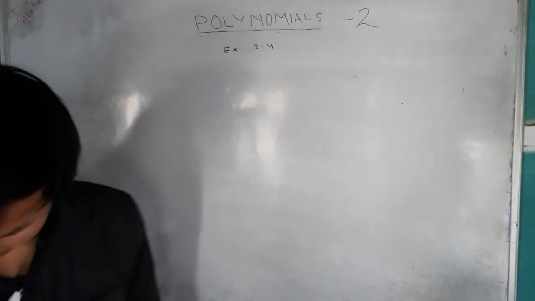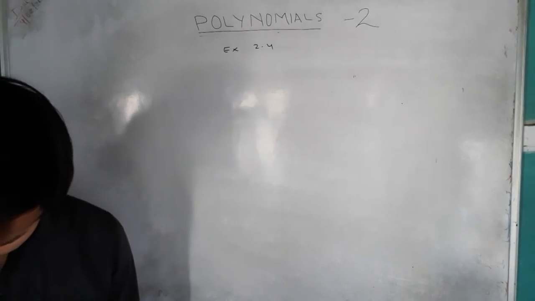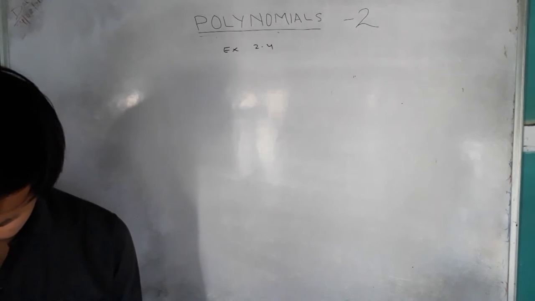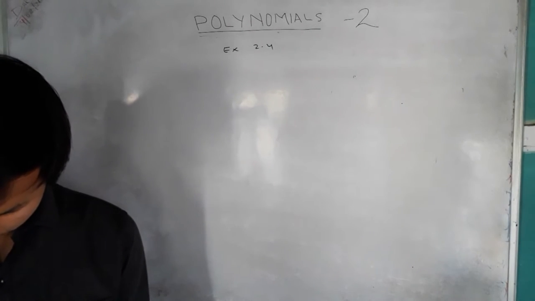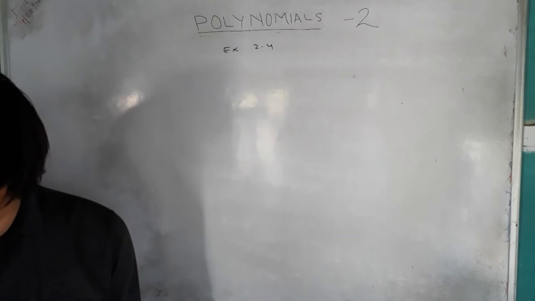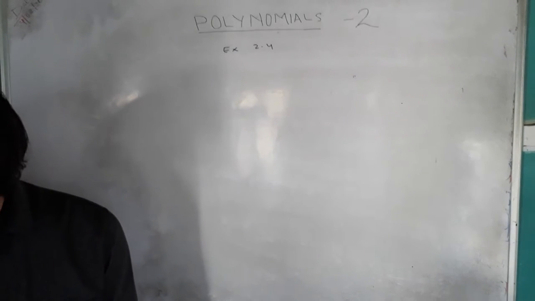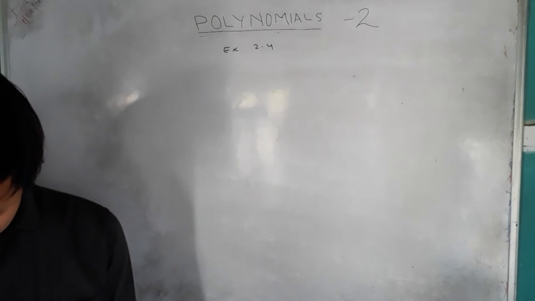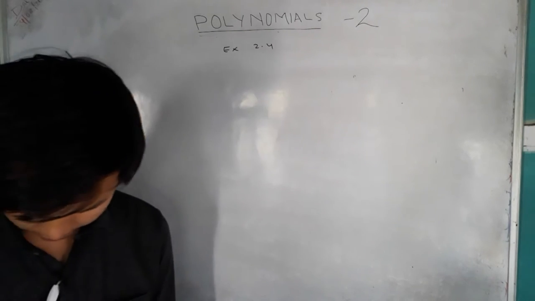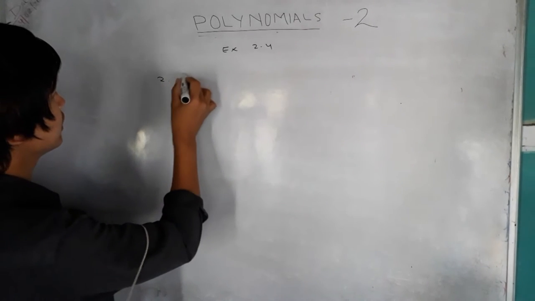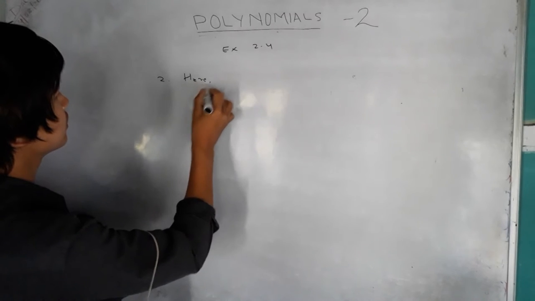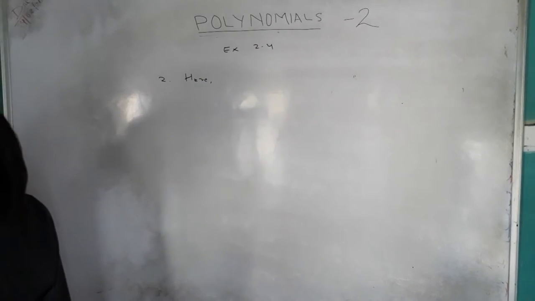Exercise 2.4. Find a cubic polynomial whose sum of zeros, sum of products of its zeros taken two at a time, and product of zeros are given. Okay, so number 2 question here. What is the question giving?